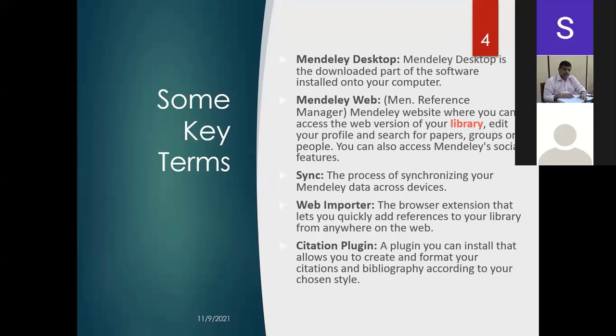So what is the difference between Mendeley Reference Manager or Mendeley Web and the Mendeley Desktop? Mendeley Desktop is the freely available software which you are going to install in your computer. Mendeley Web is the web version where you can access different articles through Mendeley catalog. They have something called a crowdsourced database entered by Mendeley users, and you can search that crowdsourced database for articles related to your projects.